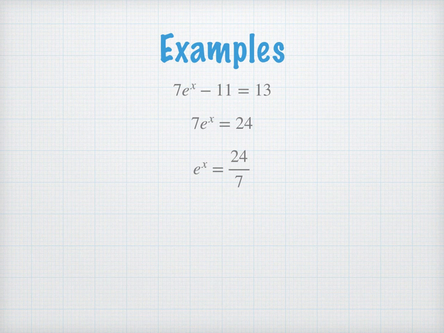Now, we know that the natural log will cancel with the e. So if I took the natural log of both sides, my left-hand side would just be x. So let's do that. Take the natural log of both sides, and we're left with x equals the natural log of 24 over 7. Now, unless your homework asks you to answer with decimals, please leave it in this form. You might want to make sure that you put parentheses around the 24 over 7 as you're entering it into the computer.